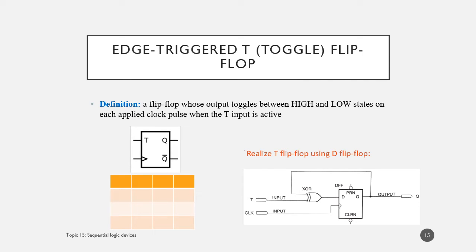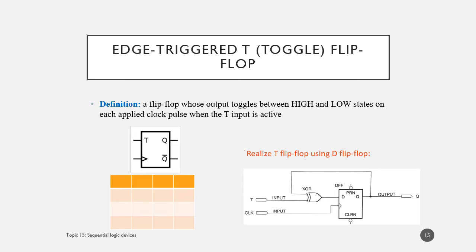Okay, the last commonly used flip-flop I want to introduce to you is called toggle flip-flop. In toggle flip-flops, the output toggles between high and low state when there is a clock edge coming and T input is active. T input is active high. So let's try to write the excitation table for this.